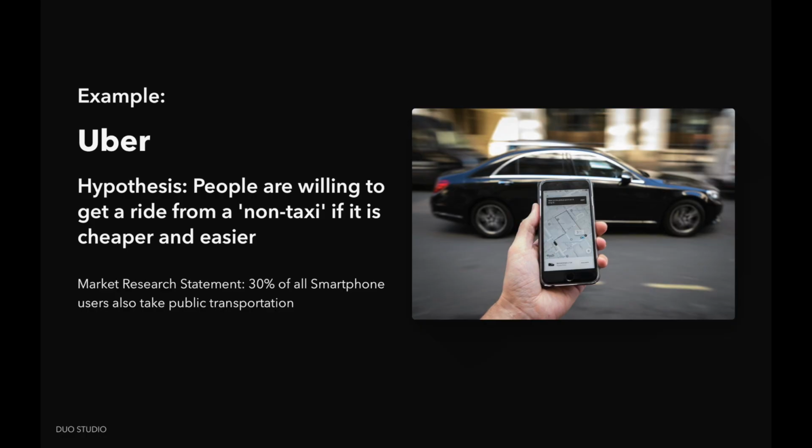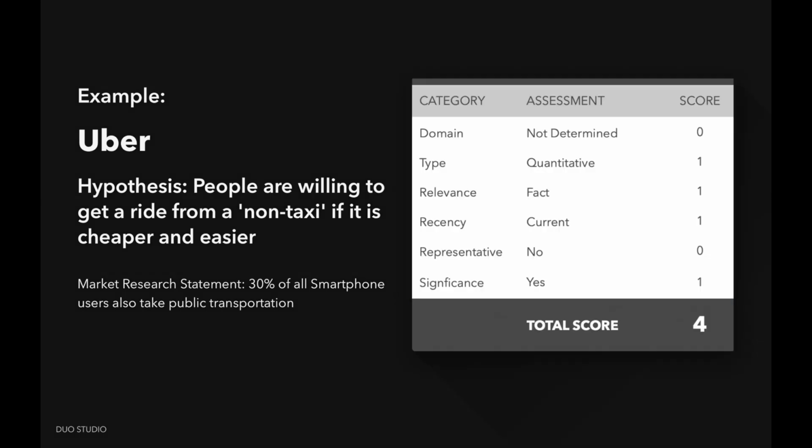Let's look at Uber. And again, for purposes of this discussion, let's say this is part of their market research. 30% of all smartphone users also take public transportation. This receives a 4 out of 6. Why? OPD again. It is quantitative, so it gets a point for that. Let's assume this is from a reputable source. Let's call it a fact. Let's assume this statistic is also within 6 months of this initiative, and so let's call it current.